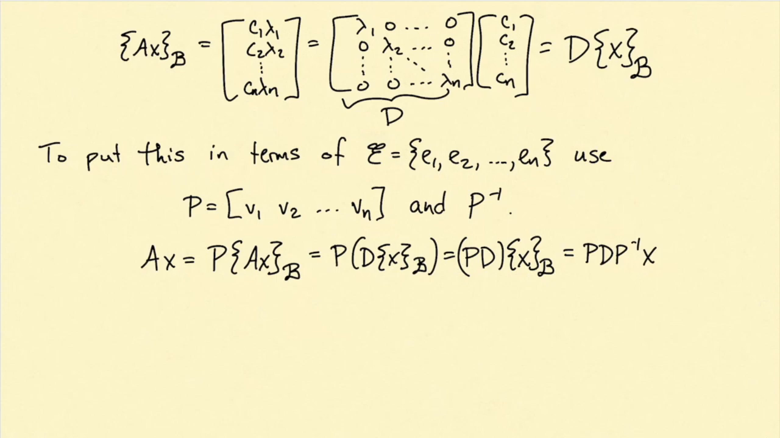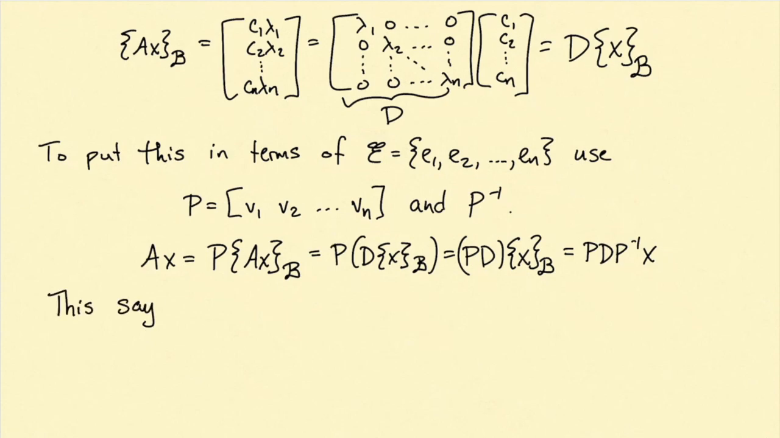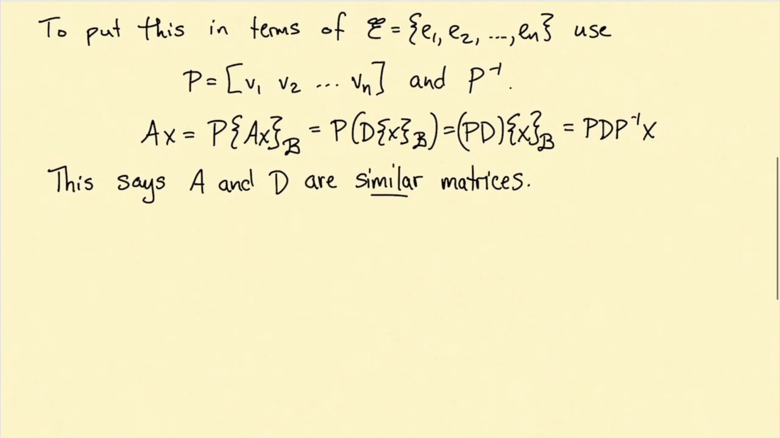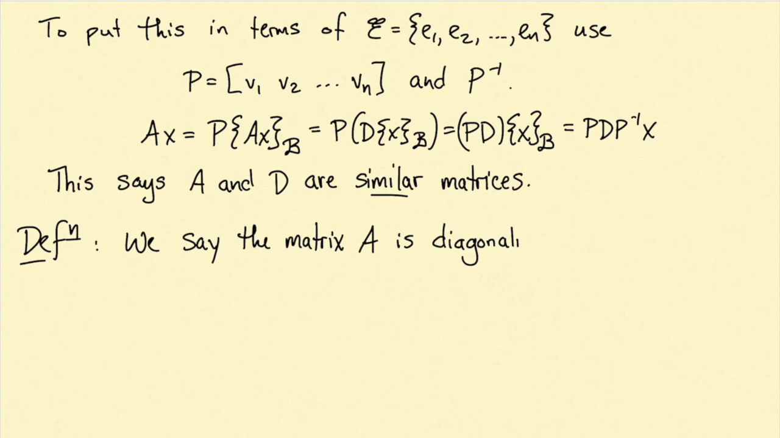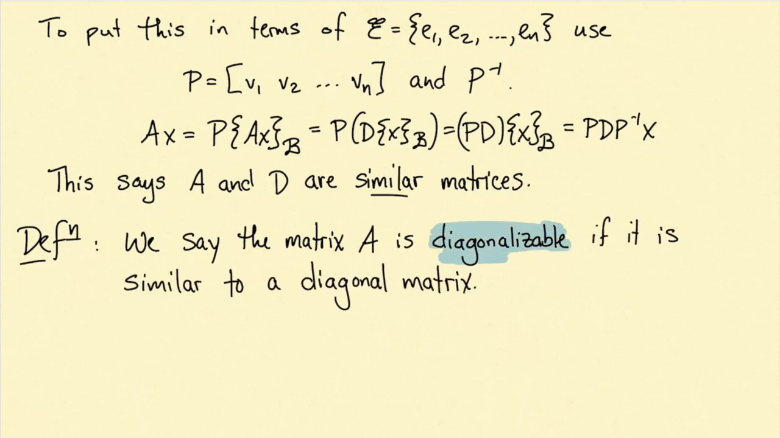Now, we've encountered this sort of relationship before in exercise 3 from the invertibility and bases homework. There, we said that the matrices A and D are similar. This particular instance of similarity is so important that it warrants its own name. We say that the matrix A is diagonalizable if it is similar to a diagonal matrix.